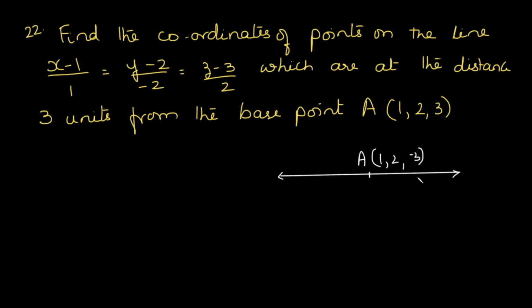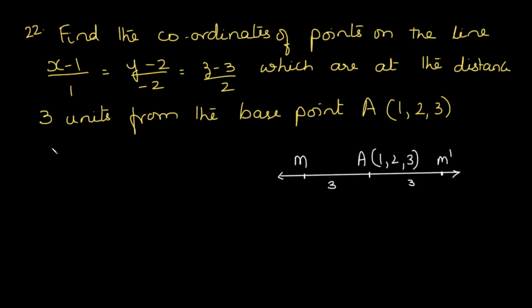Now the required point on the line may be on either side of A. So the coordinates of the point on the line which we are supposed to find, there can be a point over here which is at a distance of 3 units from A, or the point can be here which is also at a distance of 3 units from A. On either side of A, there can actually be 2 points. Say M and M dash are both the points. So we are supposed to find the coordinates of these points. Let us see how to do this.